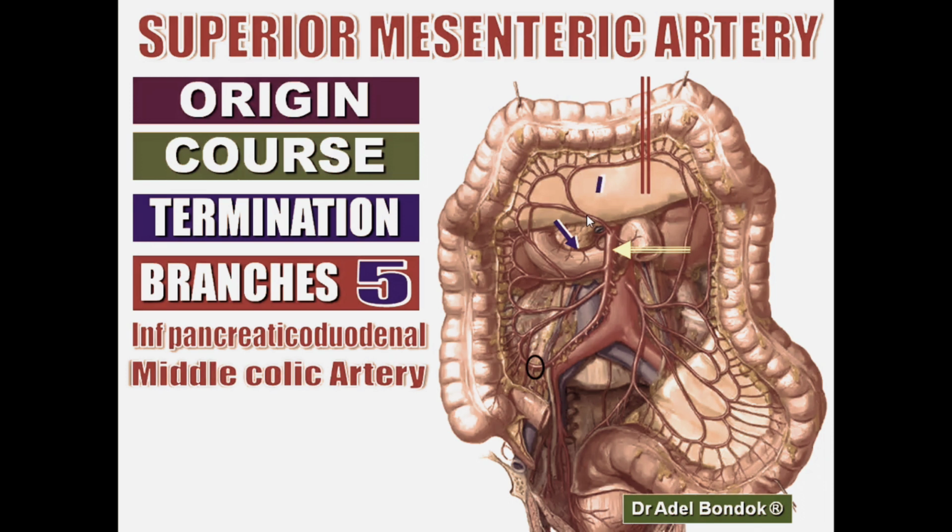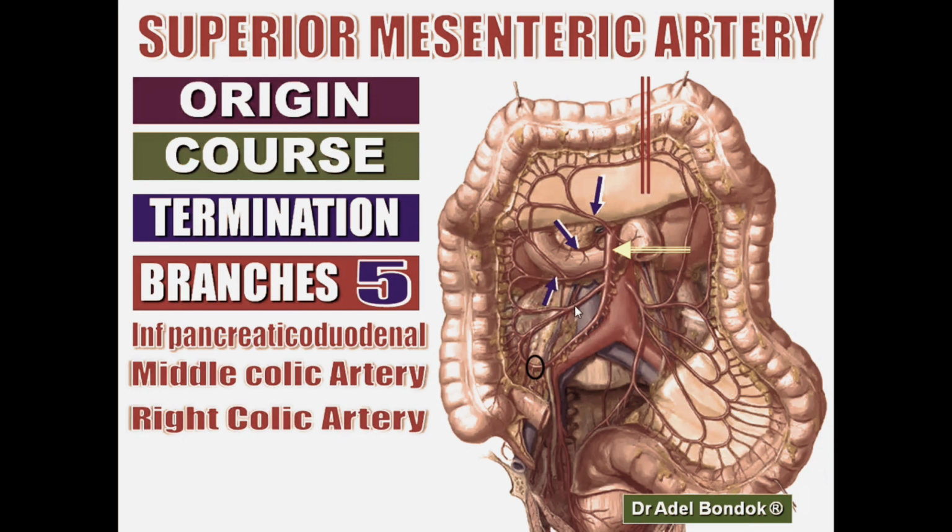It enters the transverse mesocolon and divides into left branch and right branch. The middle colic artery supplies the right 2/3 of the transverse colon. Then this artery, the right colic artery, divides into ascending branch and descending branch, and supplies the ascending colon.